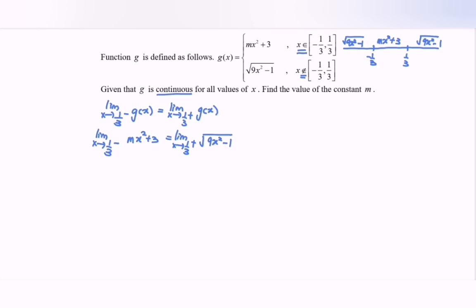Kindly substitute. Here we'll have m over 9 plus 3 equals, substituting 1 over 3, the square root of 9 times 1 over 9 minus 1. So we will have 0 on the right hand side. Continuing, m over 9 plus 3 equals 0, so m over 9 equals negative 3. So m is equal to negative 27.